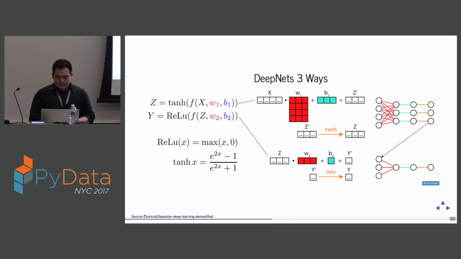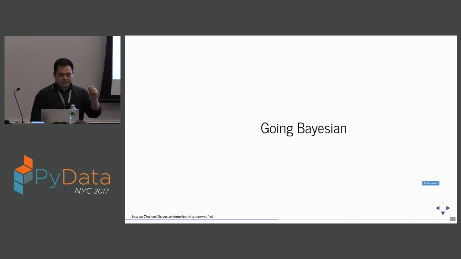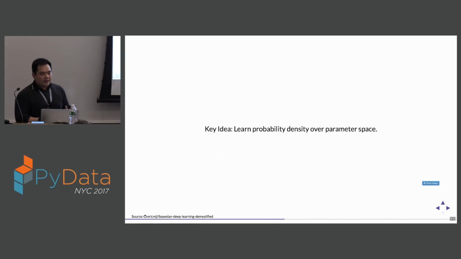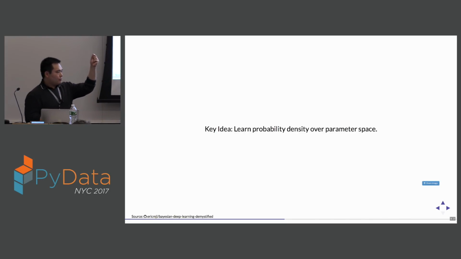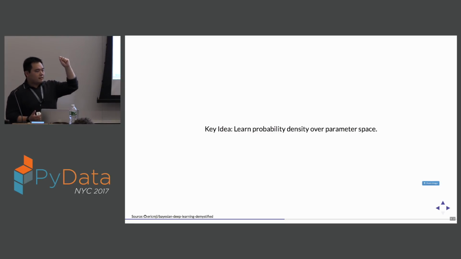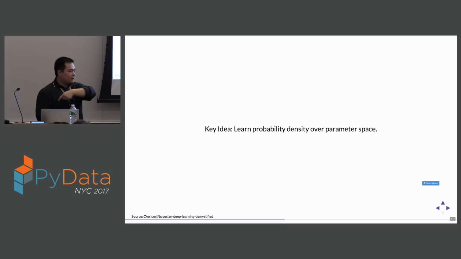So then what exactly do we mean by going Bayesian? By going Bayesian, like I was mentioning earlier on, in vanilla neural nets or vanilla linear and logistic regression, what we're doing is we're learning a single parameter, a single estimate of the parameter that says this parameter helps us best explain what the data looks like.